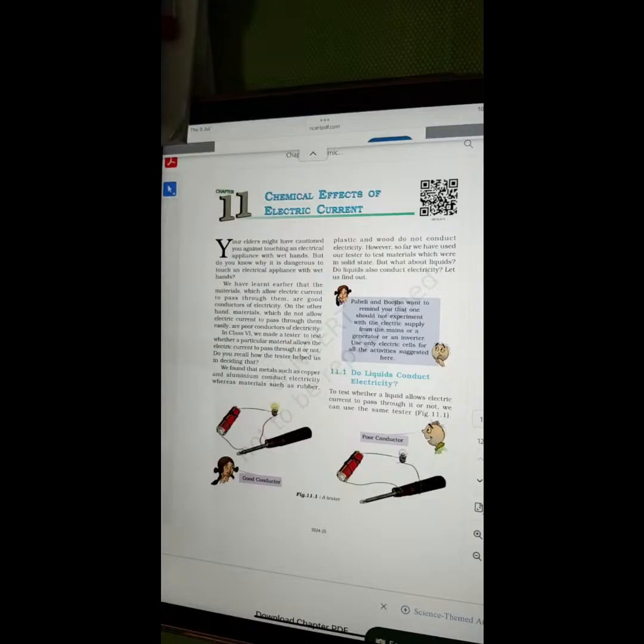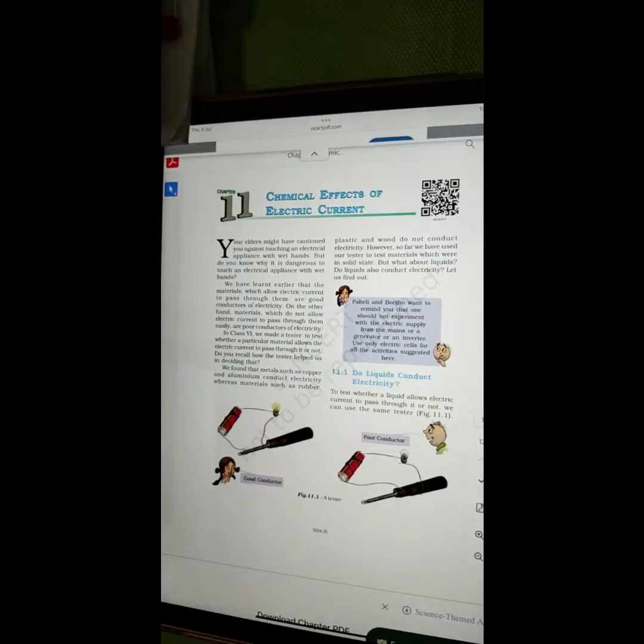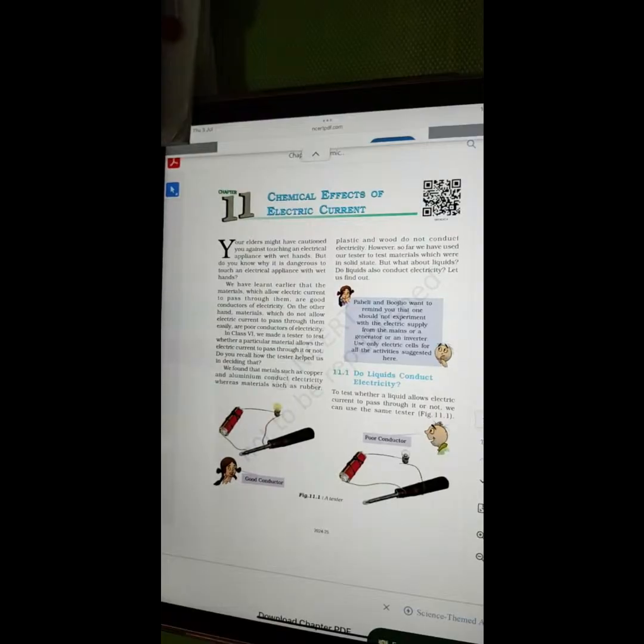In today's live, we will be reading Chemical Effects of Electric Current. This is chapter number 11 of NCERT Science Class 8 that is used in CBSE board.